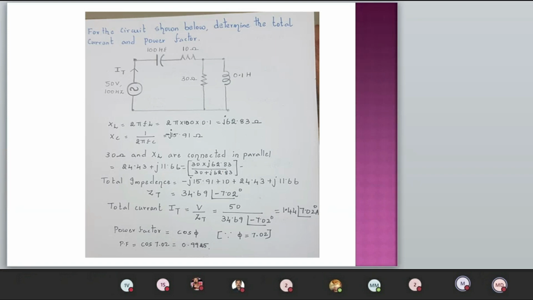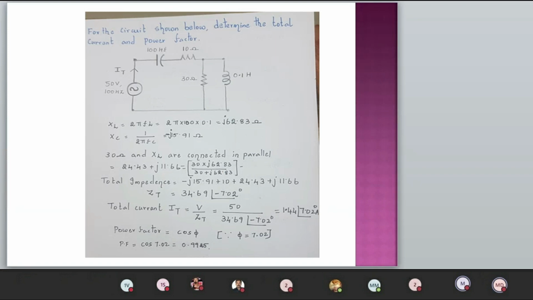You can notice that the 30 ohm and XL are connected in parallel, so you have to convert to an equivalent value. Now the total impedance is obtained by adding the XC parameter with the 10 ohm. Converting to polar: minus j15.91 plus 10 plus 24.43 plus j11.66. So ZT is 34.69 angle of minus 7.02.